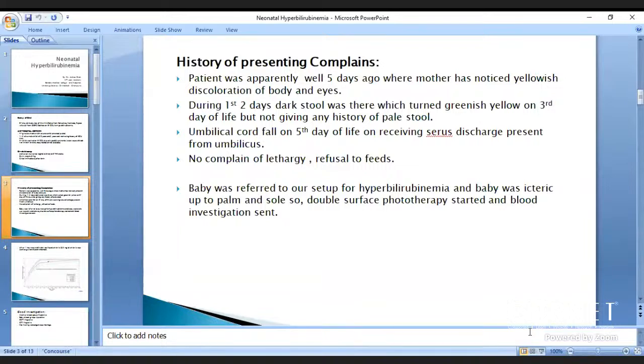Continuing, sir. The patient was apparently well 5 days ago, when the mother noticed yellowish discoloration of body and eyes. During the first 2 days, dark stool was there, which turned greenish yellow on the third day of life, but no history of pale stool. The umbilical cord fell on the fifth day of life. On receiving, some serous discharge was present from the umbilicus. No complaint of lethargy or refusal to feed. The baby was referred to our setup for hyperbilirubinemia and was icteric up to palms and soles. So double surface phototherapy was started and blood investigations sent.